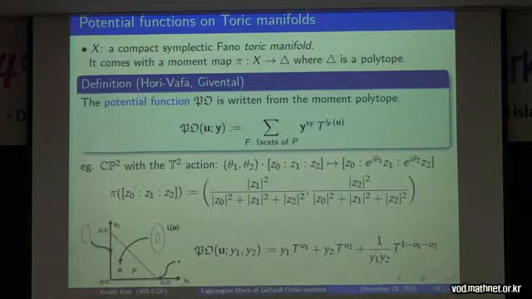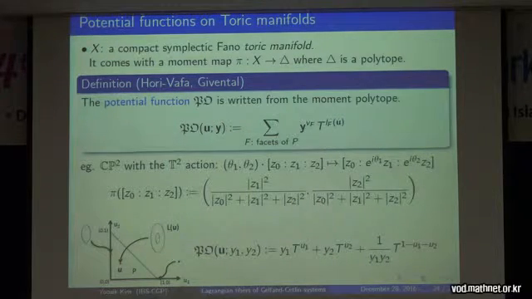This is a well-known example where the calculation is somehow achievable. So let X be a compact symplectic Fano toric manifold. Then we can define the following Hori-Vafa and Givental potential function. What's that? The potential function is given by this relation. Here v_F is the primitive normal vector to the facet, and l_F is the defining equation of the facet. So here is the example, CP2. The moment polytope looks like that. The potential function is here. In this case, we have 3 facets, so the number of terms should be 3.